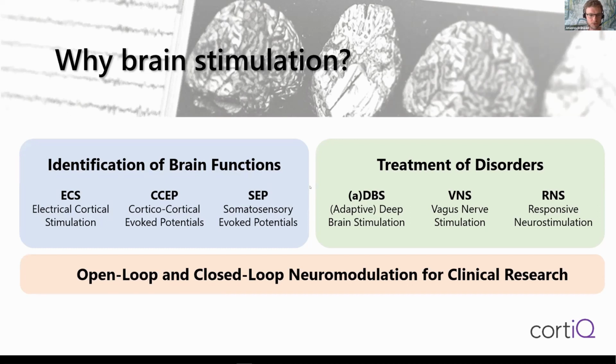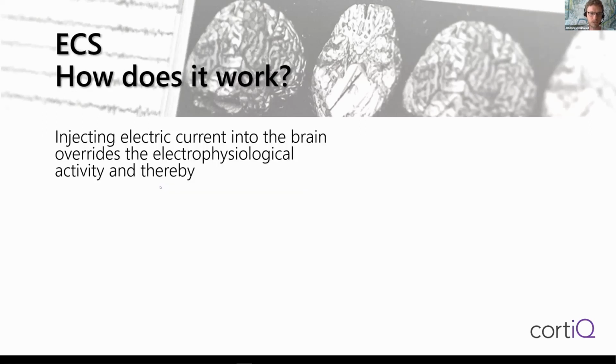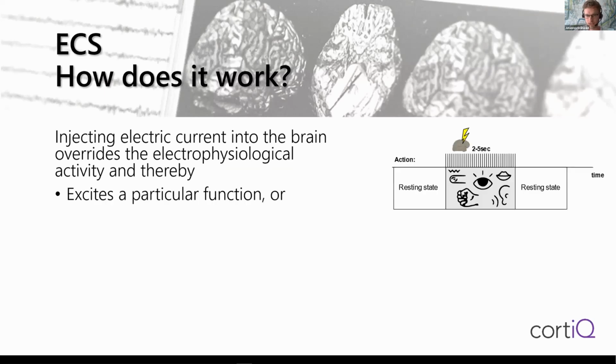So having this overview, I'm going to go through the application scenarios now step by step, starting with electrical cortical stimulation as probably the most famous representative. So how does it work? We are injecting electrical current into the brain, and thereby we are overriding the electrophysiological activity, which means we can either excite a particular function.